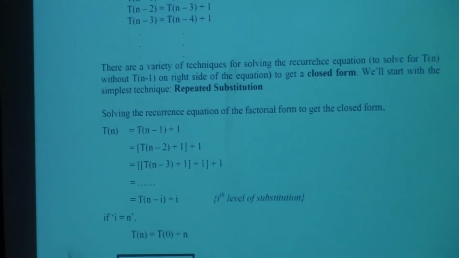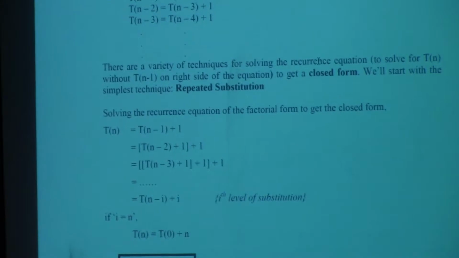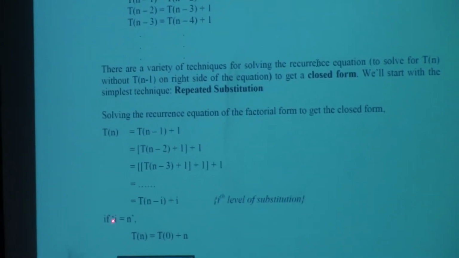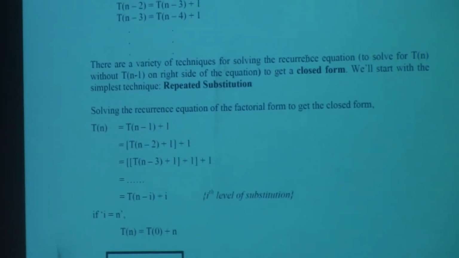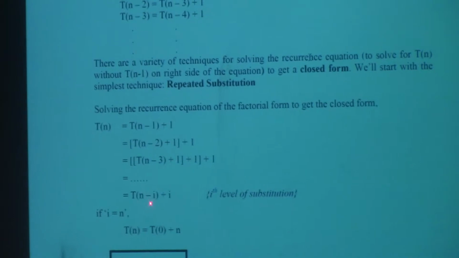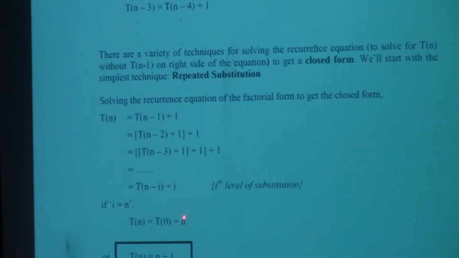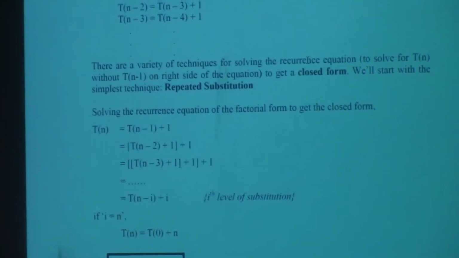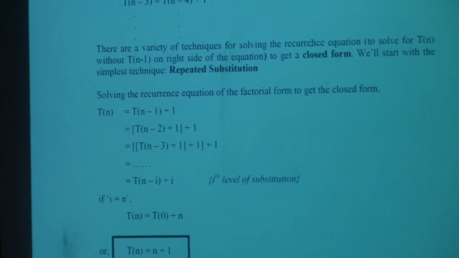And the base case is 0. And the only way n minus i is equal to 0 is if i is equal to n. So therefore, I'm going to substitute i with n, and it's going to give me T of n equals T of n minus n, T of 0, plus n. But T of 0 is 1. So therefore my recursion has a cost of n plus 1, and that's the closed form.